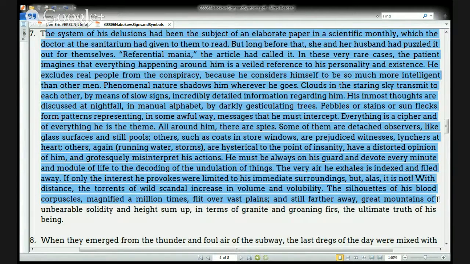Solidity and height sum up in terms of granite and growing firs the ultimate truth of his being. Wait, growing firs. Firs are fir trees, kind of like pine trees. So still farther away, great mountains of unbearable solidity and height sum up in terms of granite and growing firs the ultimate truth of his being.